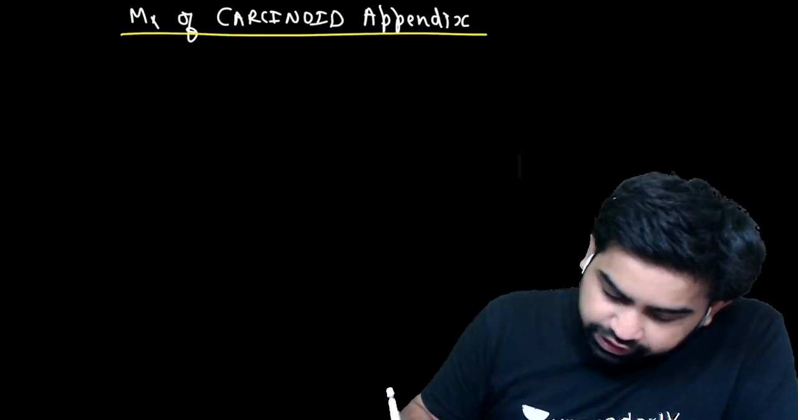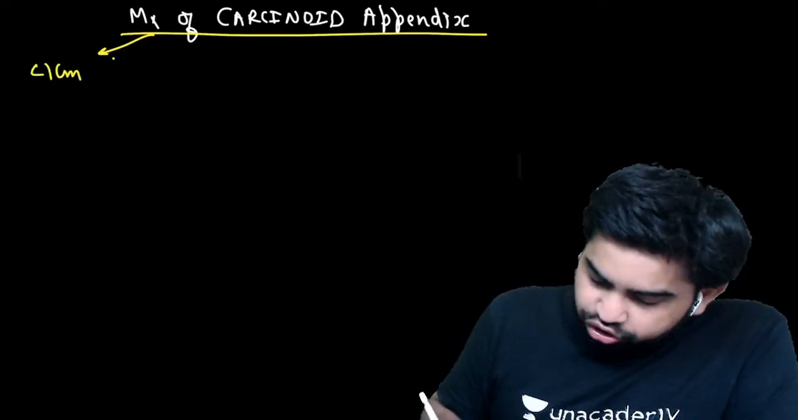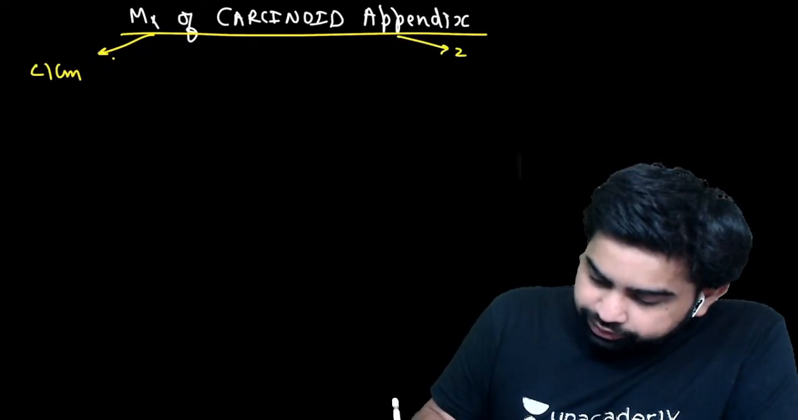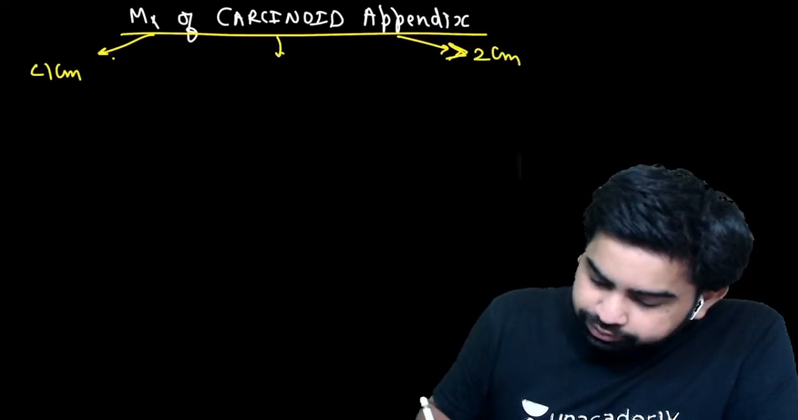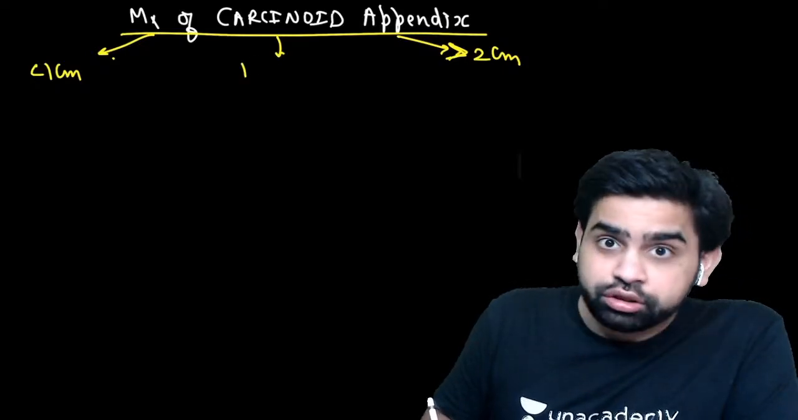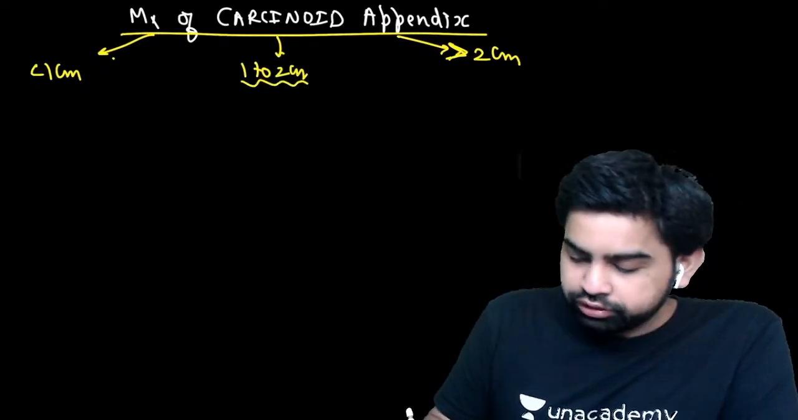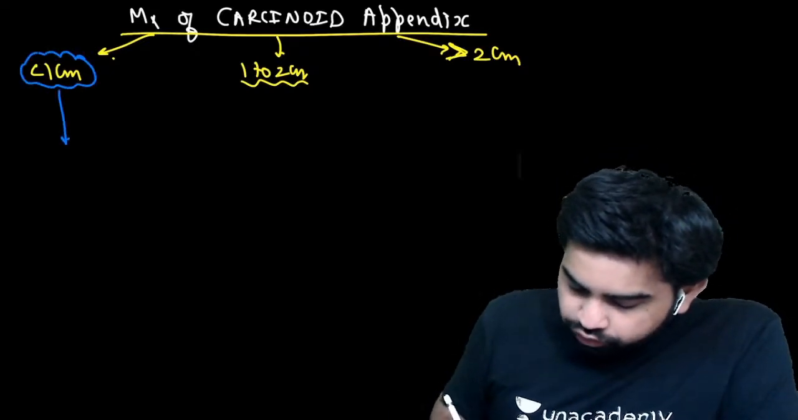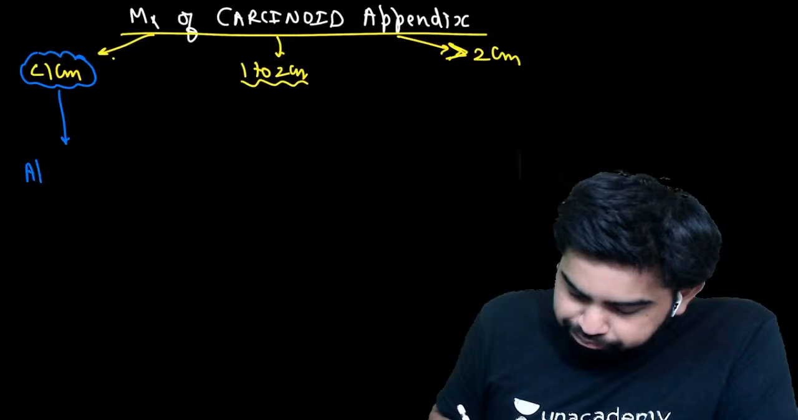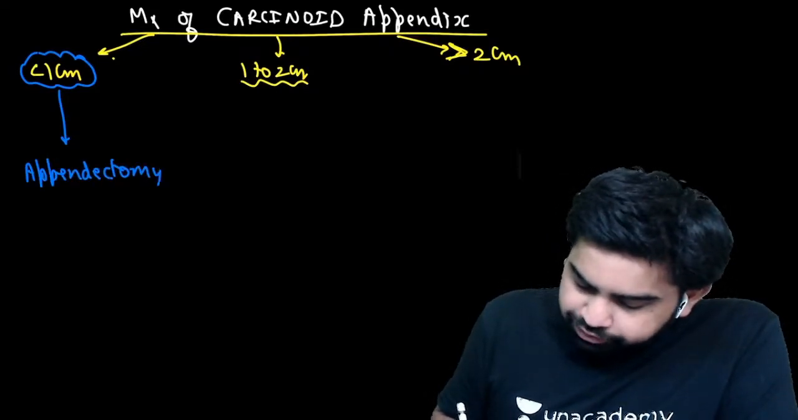You basically divide these appendix tumors into less than 1 centimeter, more than 2 centimeters, and a mid range between 1 to 2 centimeters. So you divide it into these three. If the lesion is less than 1 centimeter, you just go in for an appendectomy.